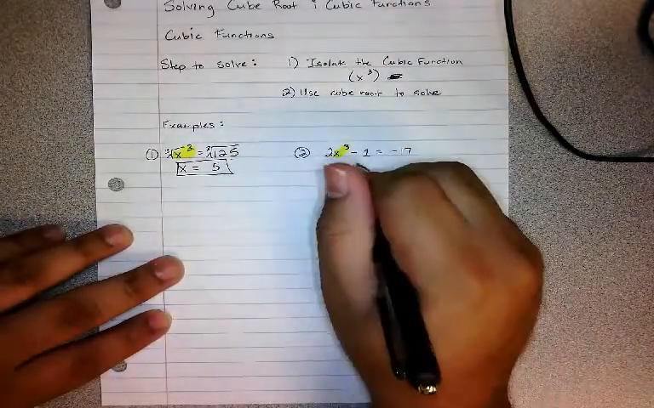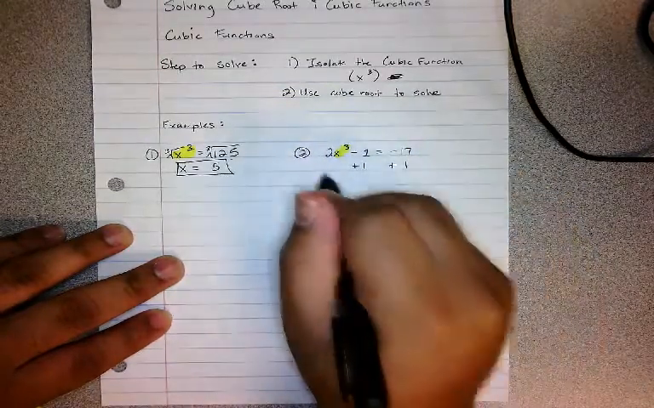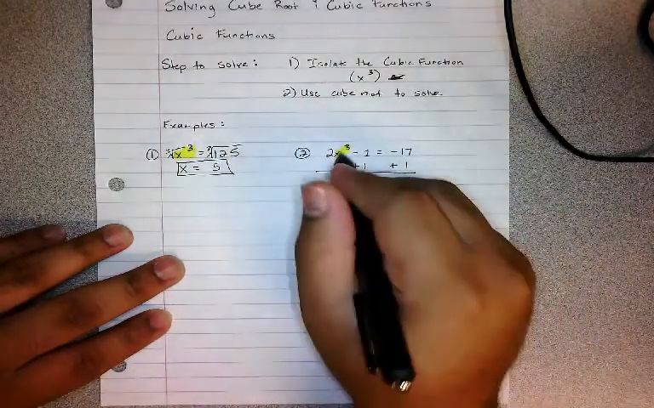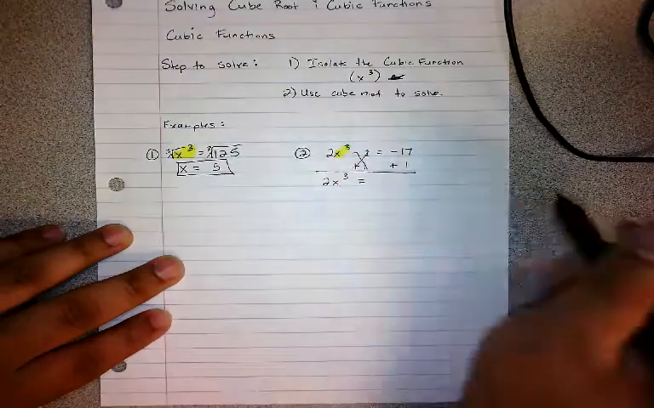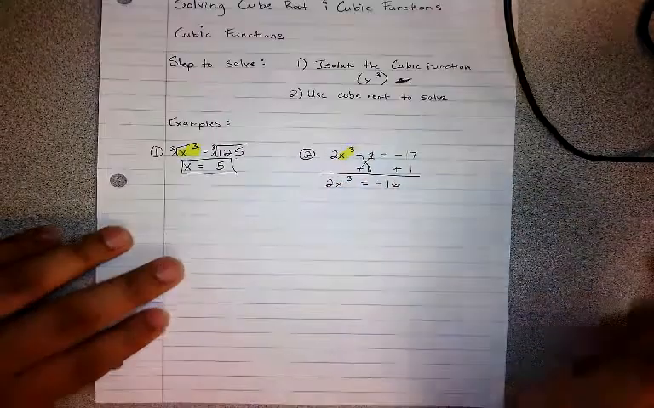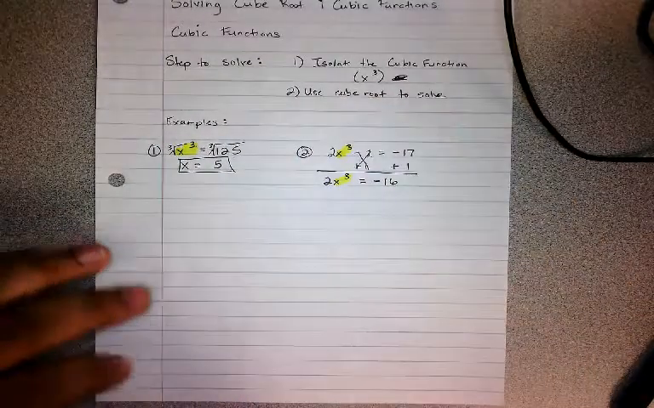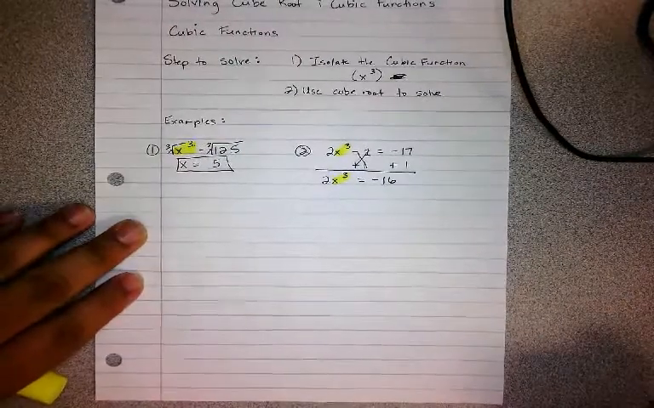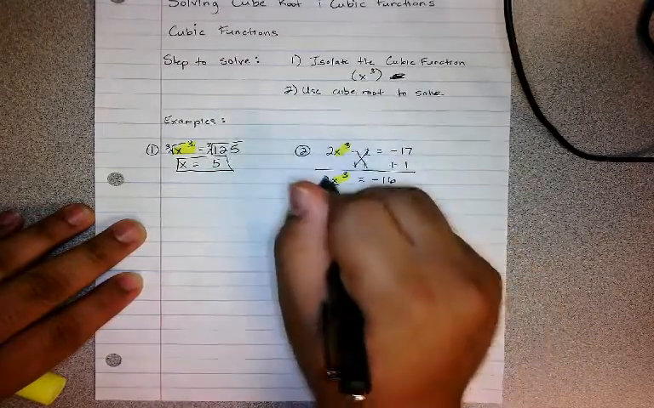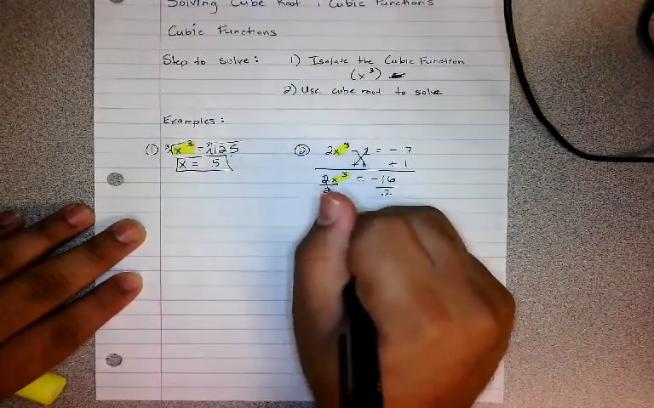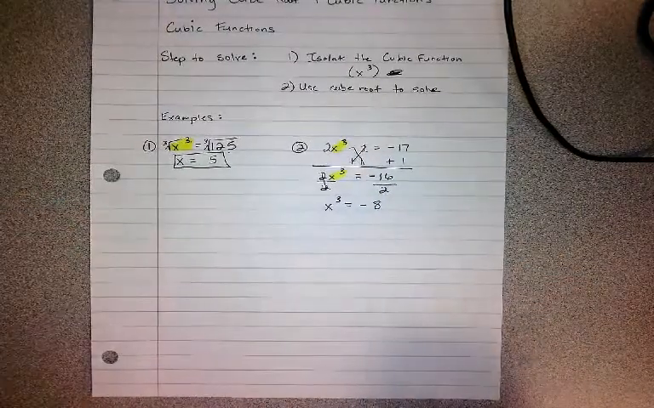Alright, so we're going to move the 1 first, so we can add 1 to both sides. This comes down, so you have 2x cubed. That cancels out. Equals negative 16. Again, you're trying to get the cubic function by itself. So now what I can do is divide by 2. So I divide by 2, divided by 2, got x cubed equals negative 8. Negative 16 divided by 2 is negative 8.